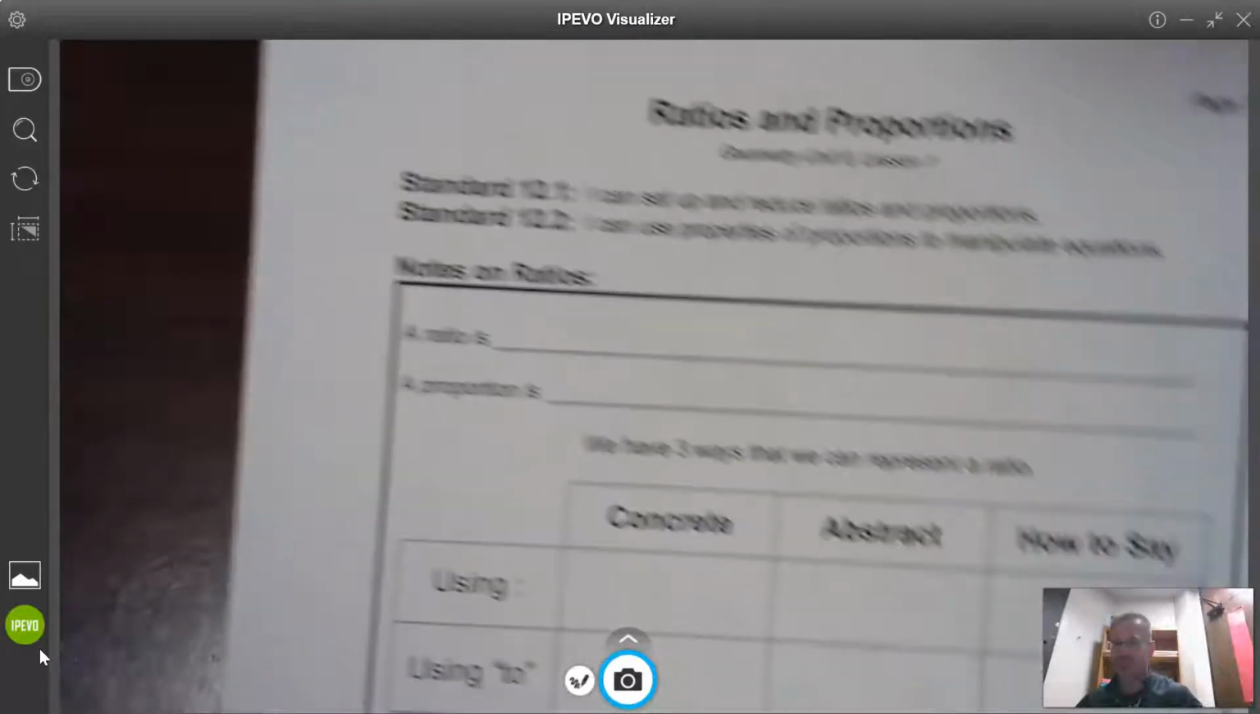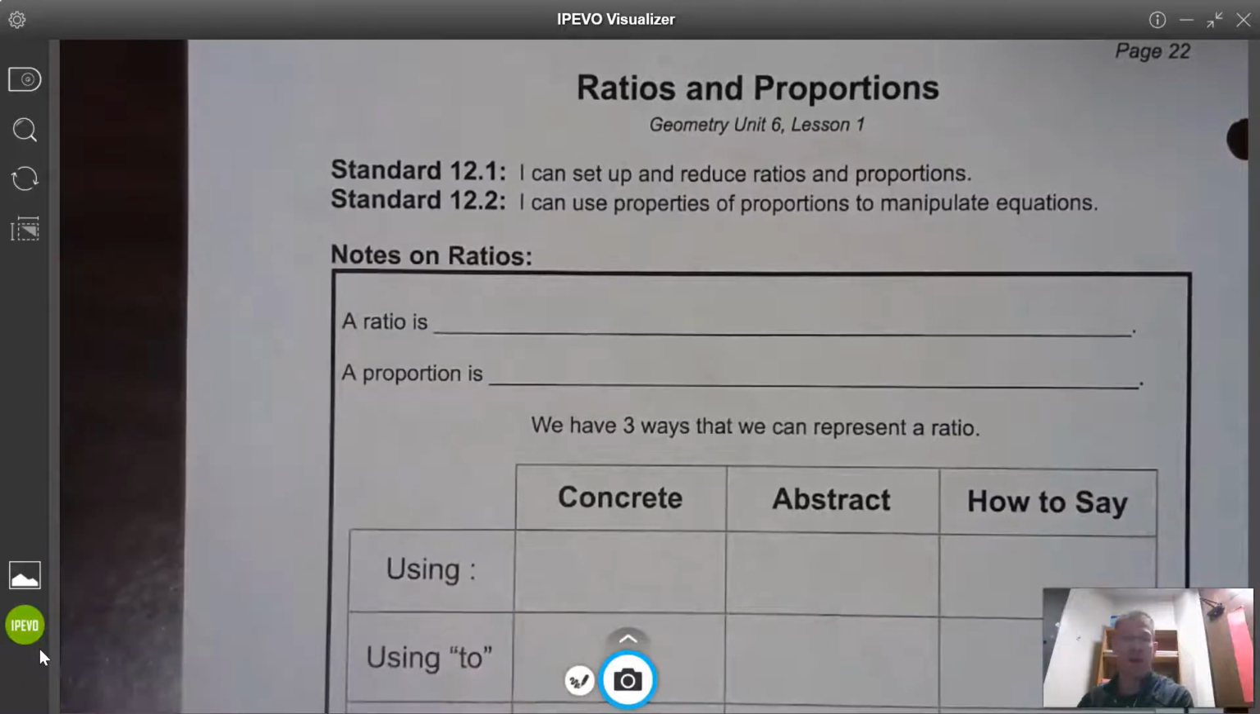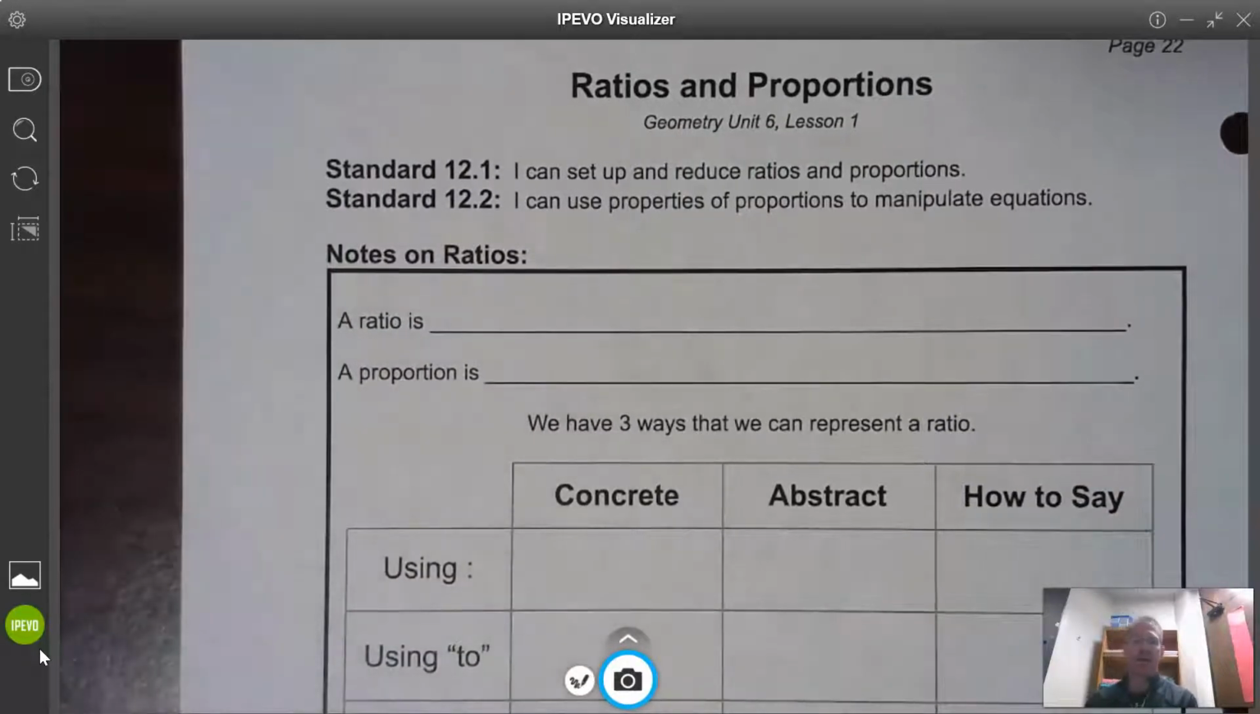So let's turn to page 22. All right, and we're going to focus on ratio and proportions for this particular lesson. And you can see that that's going to take in two parts of standard 12. 12.1, I can set up and reduce ratios and proportions, and 12.2, I can use properties of proportions to manipulate equations. All right, so now let's get into a little bit of definition, some terminology, and some notation.